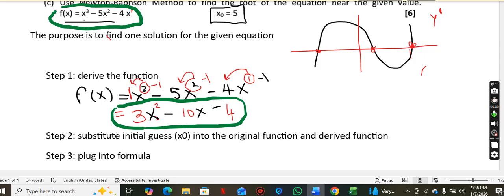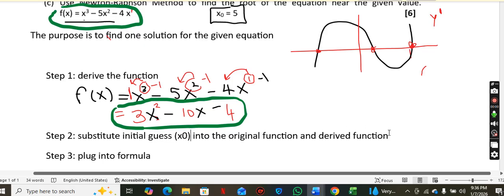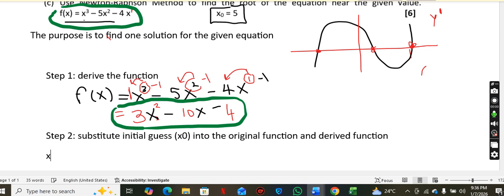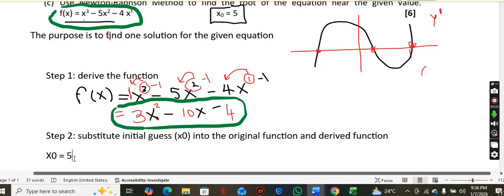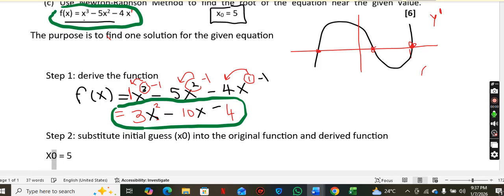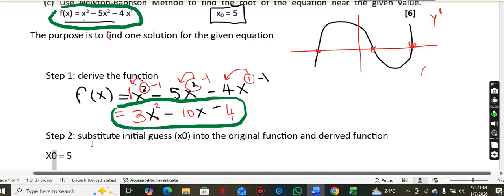Okay, so remember, in this question you're going to be dealing with 2 functions. Step 2, I said substitute the initial guess into the original function. Our initial guess was x0 equals 5. It's basically your starting point, and this was given in the question. So we're going to substitute this into the original function and the derived function.